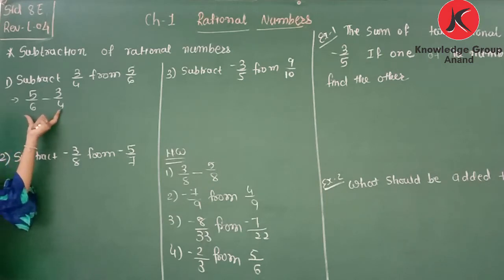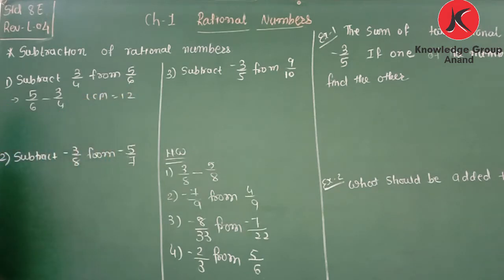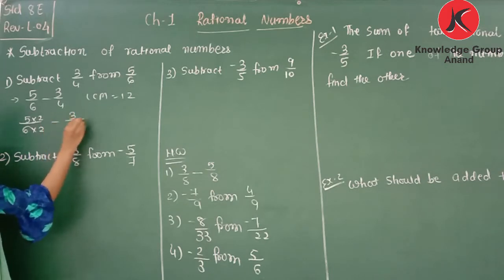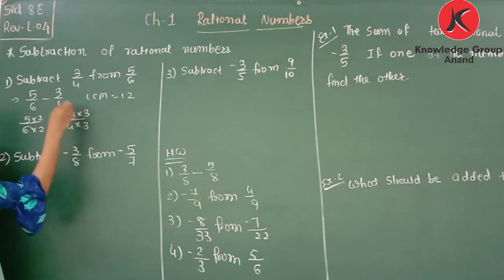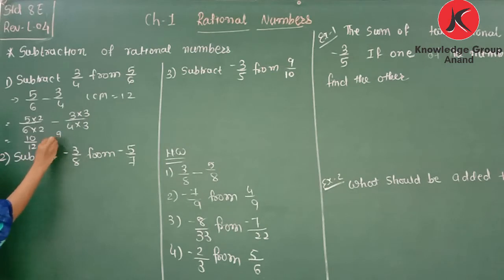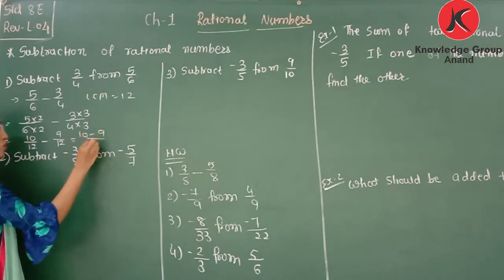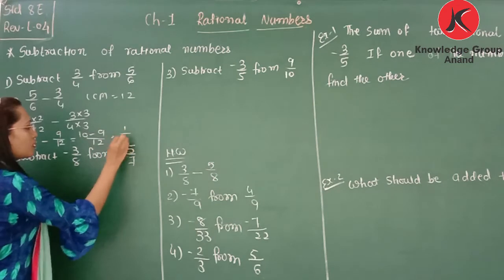Here again we need to apply the same concept as addition. The denominator is different, so take the LCM of 4 and 6. The LCM will be 12. So 5 by 6 needs to be multiplied by 2 in the numerator and denominator, and 3 by 4 needs to be multiplied by 3 in the numerator and denominator. Now 5 2s are 10 by 12 minus 3 3s are 9 by 12. Now the denominator is the same, so subtract the numerators, 10 minus 9, whole divided by 12. So it is 1 by 12.